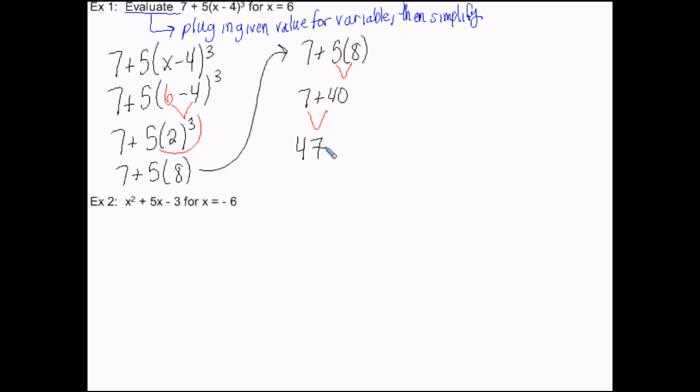Now, if we had done this wrong, let's say I did the 6 minus 4 is 2, and then I did 5 times 2 and then to the third. You see how that would have radically changed the answer, because what I would have had at that point is 10 to the third, which would be 1,000. So this would be 1,007 instead of 47. So that's why you've got to be really careful about those.